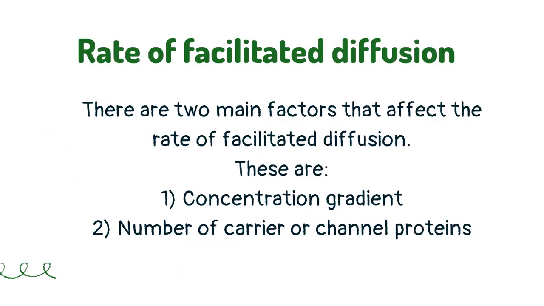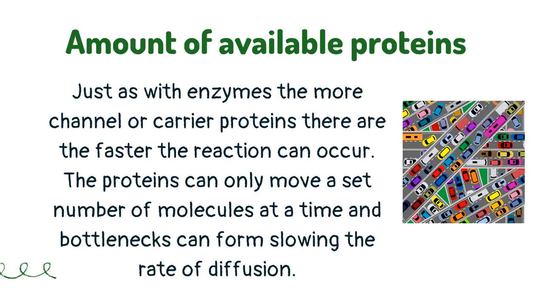There are two main factors that affect the rate of facilitated diffusion. These are 1. Concentration gradient, 2. Number of carrier or channel proteins. Just as with enzymes, the more channel or carrier proteins there are, the faster the reaction can occur. The proteins can only move a set number of molecules at a time, and bottlenecks can form, slowing the rate of diffusion.